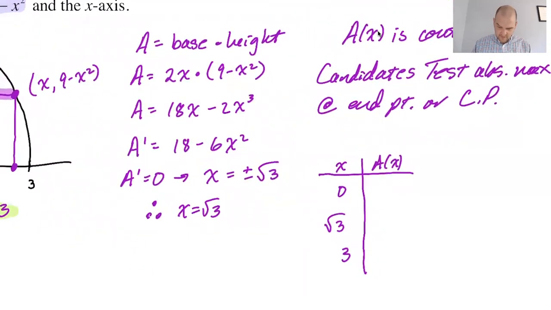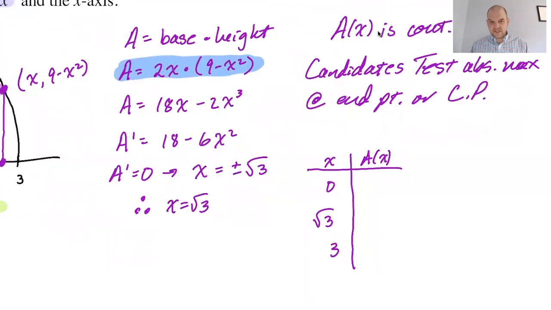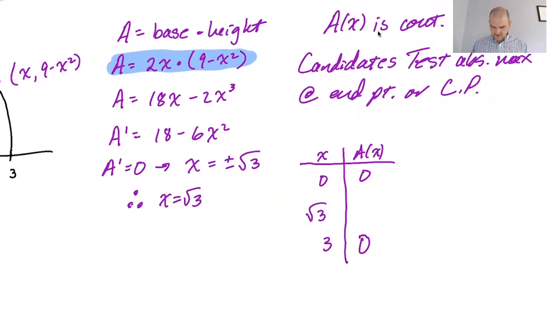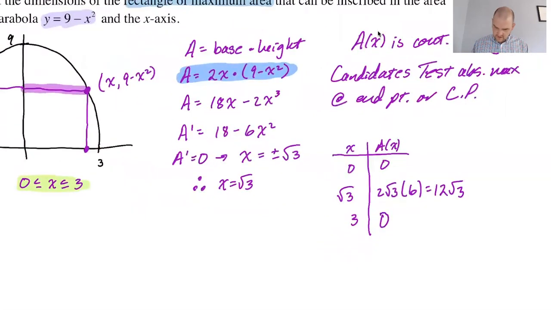So what are we testing in? We're testing in here. It's actually easier probably to use this, right? It doesn't matter. You'll get the same result out of both. 0 definitely gives me 0. 3 also gives me 0. So you kind of know that this is going to be the maximum. So I get 2 root 3 times 9 minus 3 times 6. So 12 root 3.